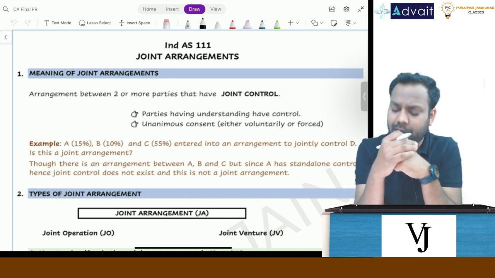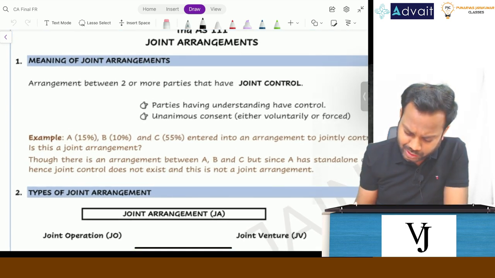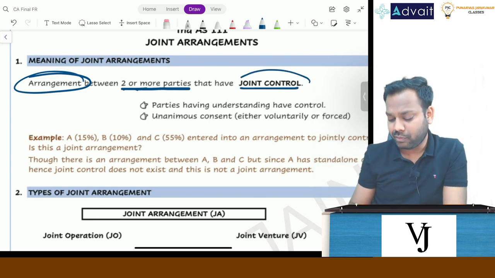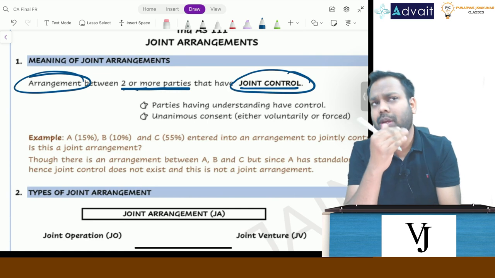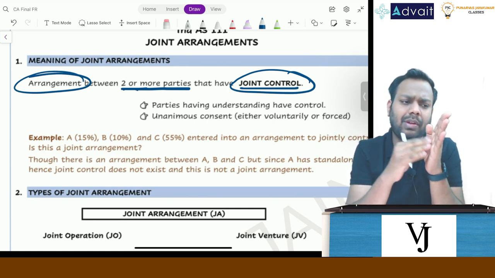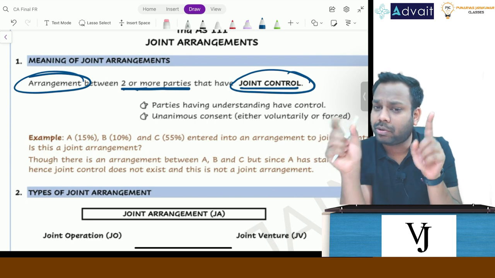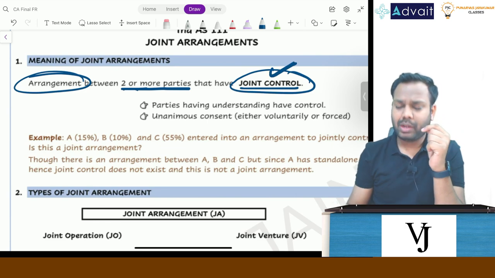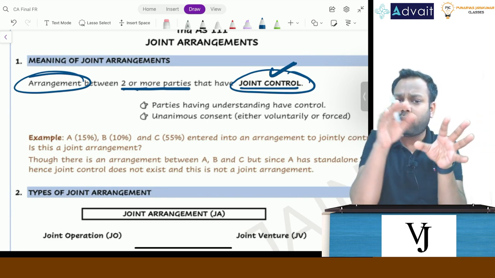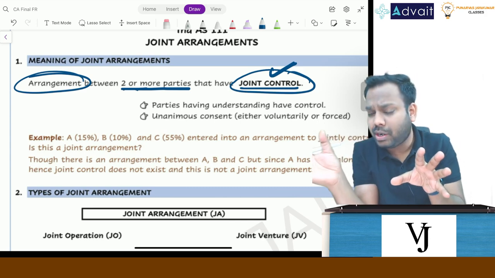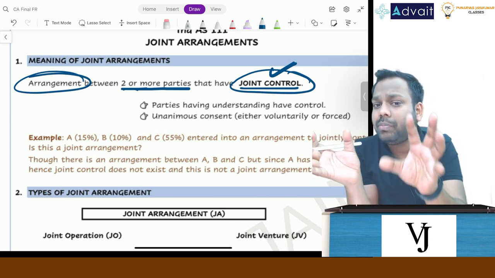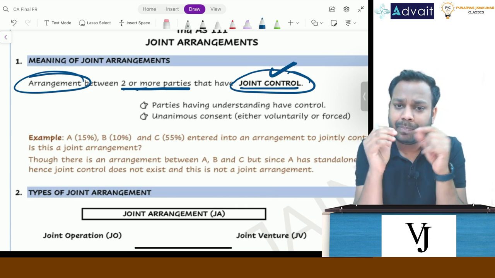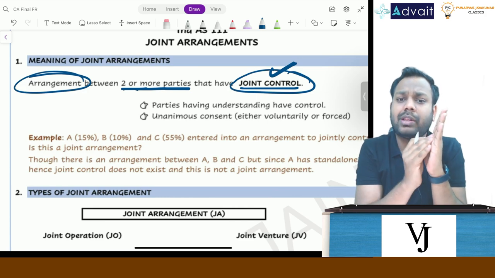What is the meaning of joint arrangement? The standard says if there is any arrangement between two or more parties that have joint control, it is called a joint arrangement. So the key important term here is joint control. If there are two or more parties and they have joint control over a third entity, we will say that a joint arrangement exists. So we need to understand the meaning of joint control.